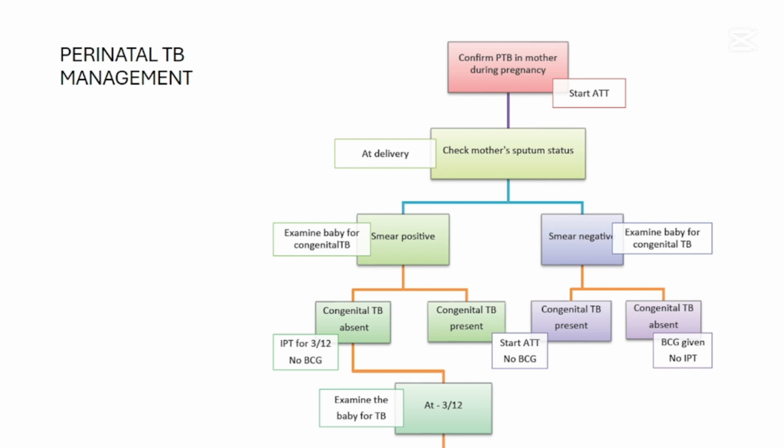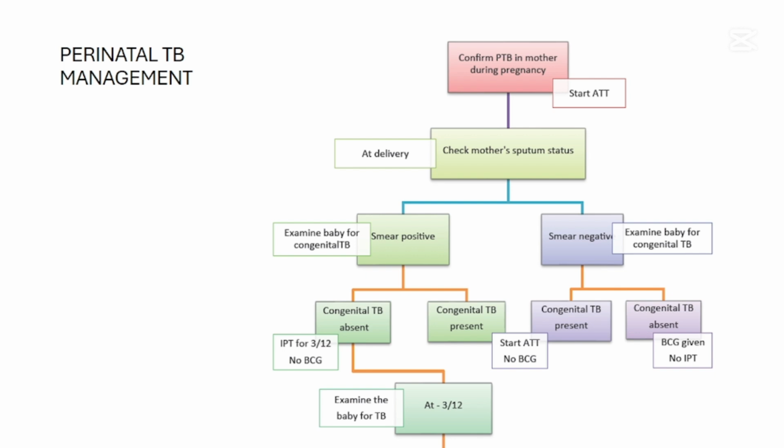So there is an algorithm in our guideline on how to treat perinatal TB. First of all, if the mother is diagnosed, we should start ATT, and the mother should be investigated for active TB at the time of delivery by sputum smear. If the sputum smear is positive and the child has congenital TB, we should treat.